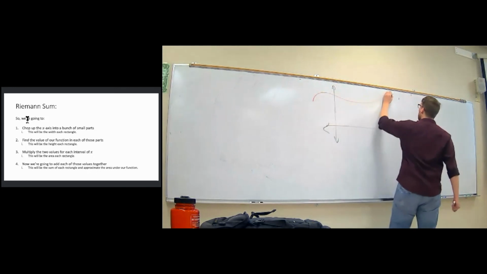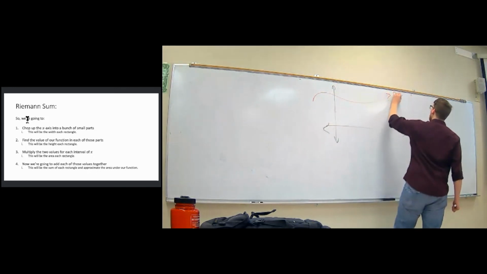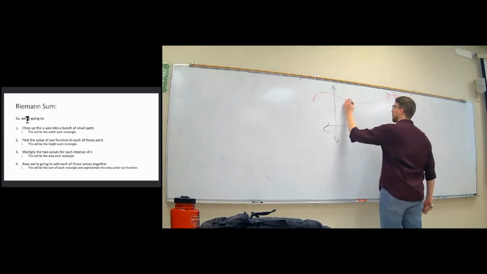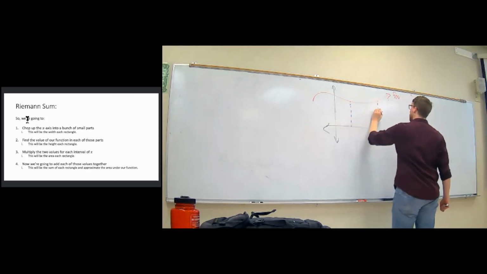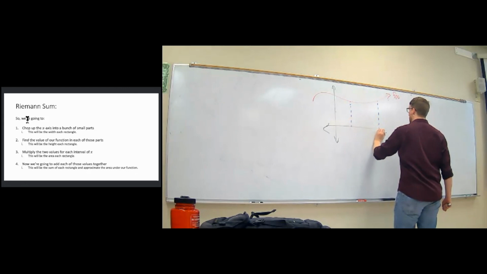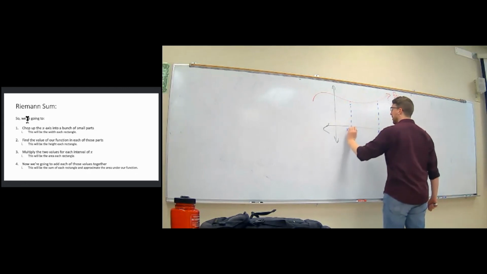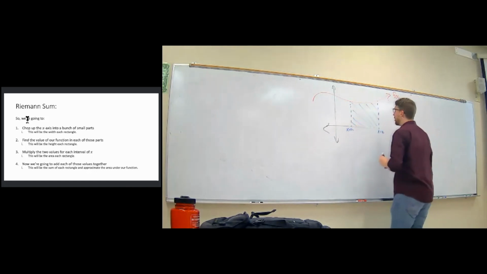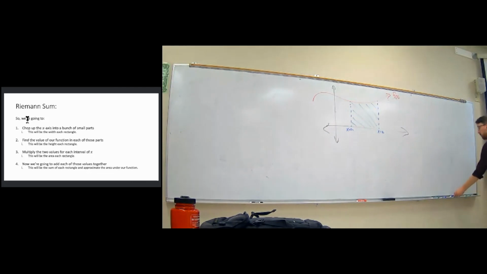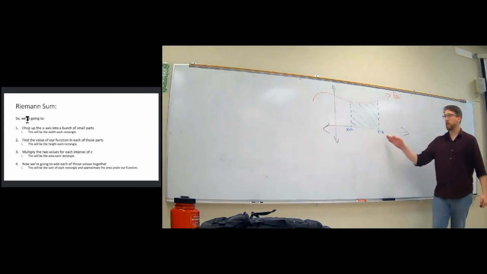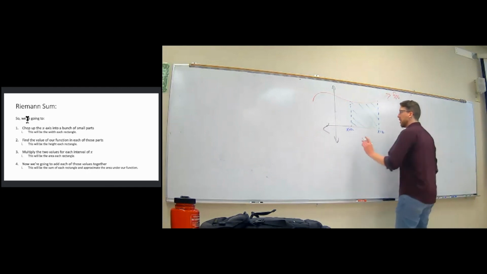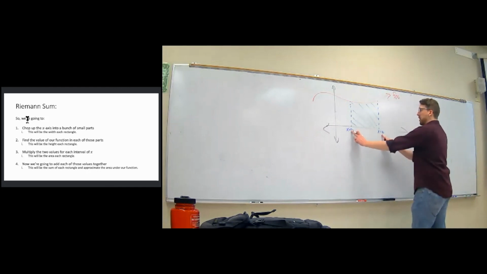We've got our function, looks something like this. And we want this area. X equal to B, X equal to A. You want to approximate that area. So first, we've got the interval from A to B. Now we're going to chop it up into equal sub-intervals. What I mean to say is you're going to determine how you want to break this up.